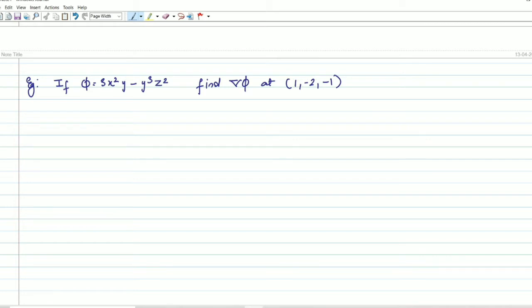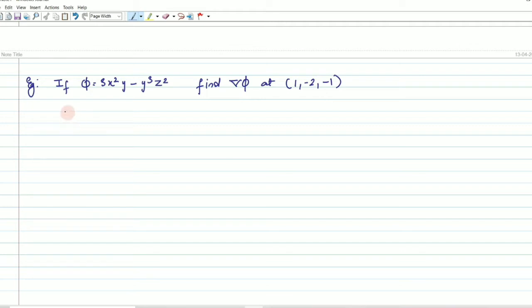In this video, we are going to solve one example based on gradient. Let's get started. What is given in the question? Let me first read the question. If phi equals 3x square y minus y cube z square, find del phi. Del phi is nothing but gradient at 1 comma minus 2 comma 1.